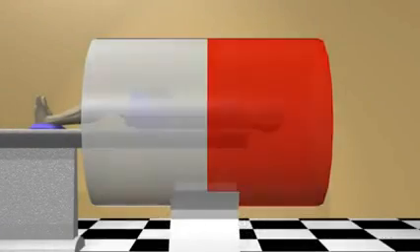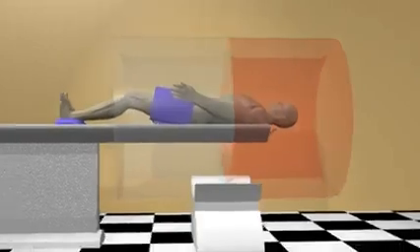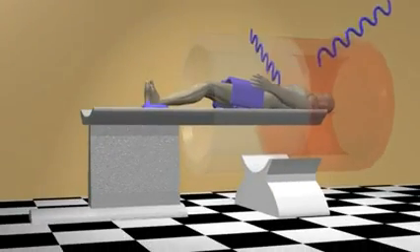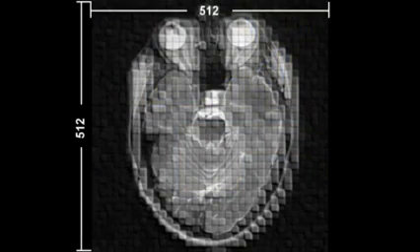Each square on the picture corresponds to a volume of tissue in the body. The MR machine is designed to measure the NMR signal from each of these small volumes, localize them in 3D space, and plot them on a 256 by 256 or 512 by 512 matrix to make a visible picture.